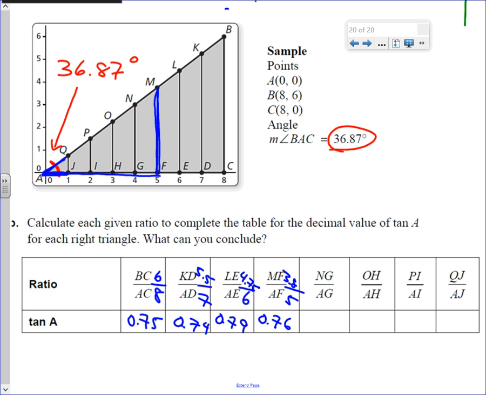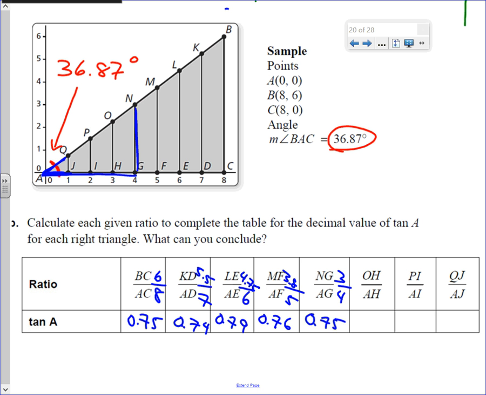NG over AG. So NG, I'm going to estimate NG to be 3. I think it's right smack dab, right there on 3. And then AG is 4. 3 divided by 4, that's a pretty easy one. That's 0.75.